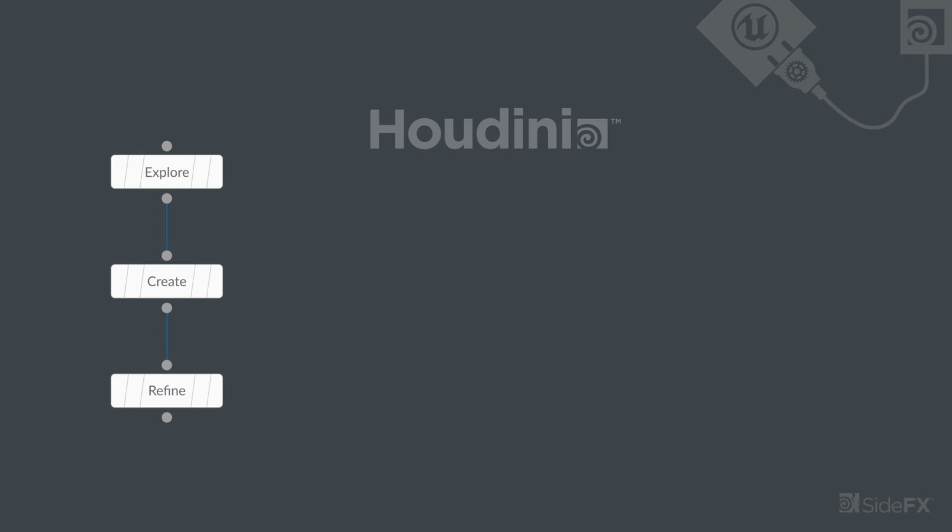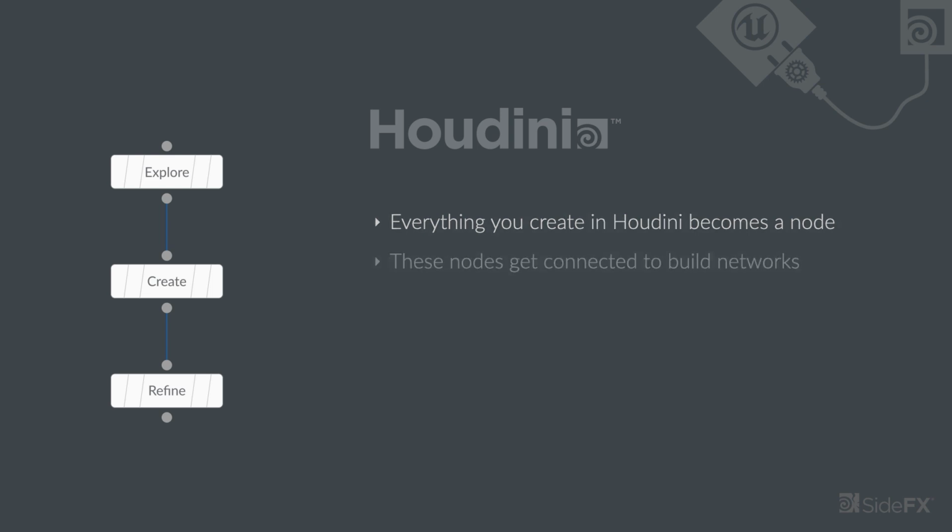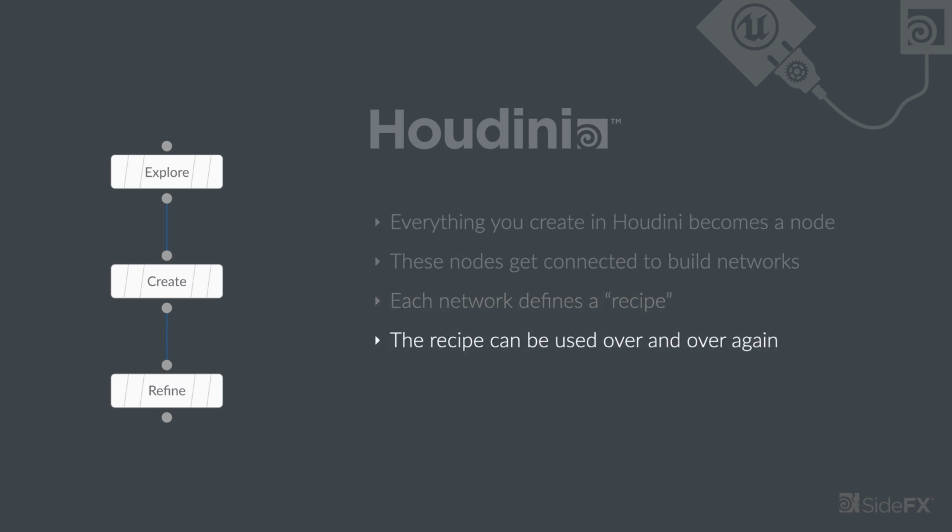So if you're going to use Houdini, it's good to understand the nature of Houdini and how it supports us in this process of creating digital assets for Unreal. So the key is that when you do something in Houdini, everything you create becomes a node. And these nodes get connected to build networks. Each network defines a recipe, and the recipe can be used over and over again. And networks can be packaged up into digital assets.